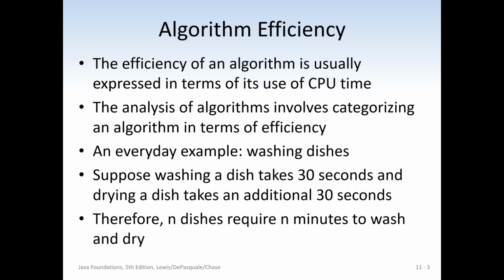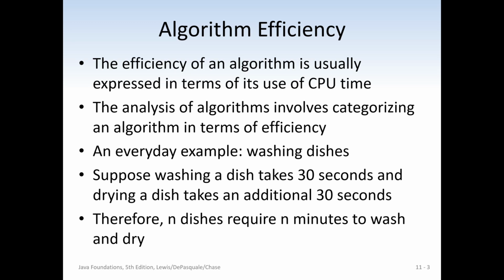Algorithmic efficiency can mean a lot of different things. Usually it's expressed in terms of CPU time. It can also be expressed in terms of memory usage, wait time, and lots of other things. But in this case, especially for these introductory classes, we're really going to be looking primarily at CPU usage. So the analysis of algorithms involves categorizing an algorithm in terms of efficiency. We're trying to compare algorithm efficiency.